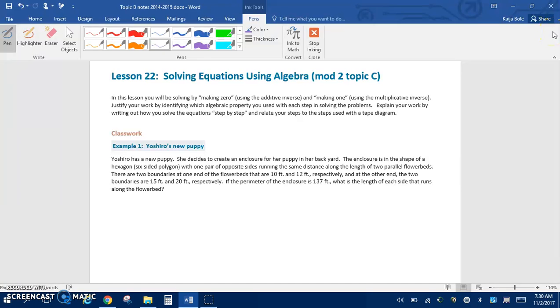Alright, so here we are on lesson 22, solving equations using algebra. So we're doing just some more word problem examples, more pictures, and more writing equations to solve these problems.